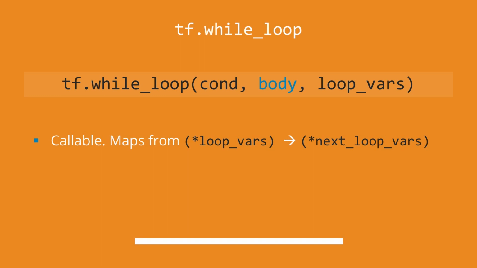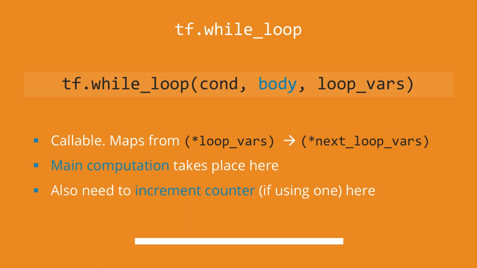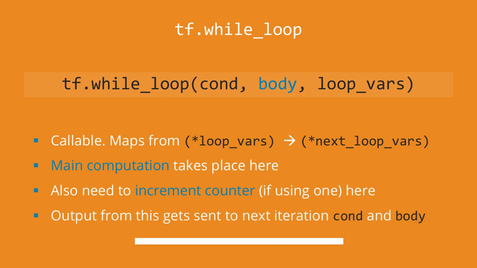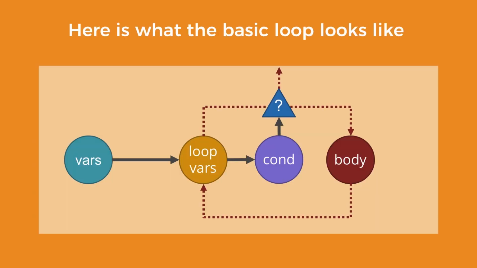That's something that I think takes some people by surprise a little bit, but it's just something to note: your incrementation needs to happen in the body. It doesn't happen outside using some magic. Just increment it all in the body, and both the inputs to condition and body are the same. So again, the main computation takes place in the body, and you need to increment the counter if you're doing loops like that here. The output from this gets sent to the next iteration of condition and body.